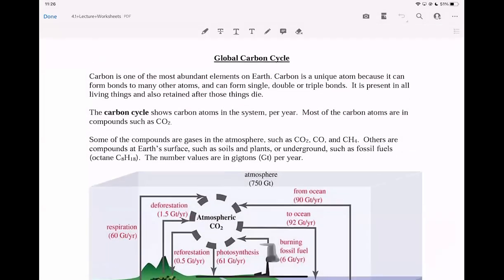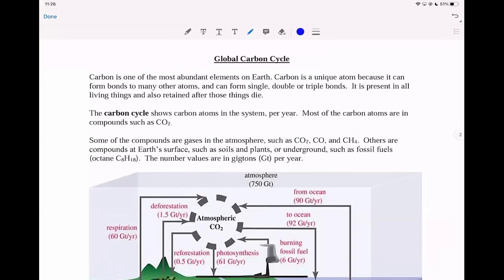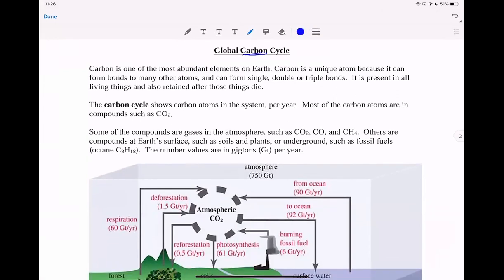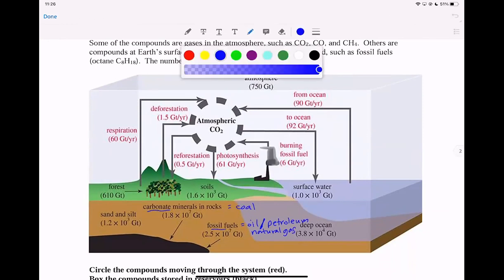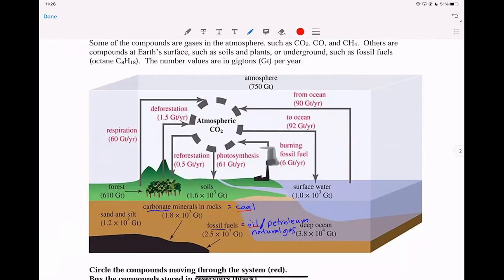So there's carbon in all different compounds on Earth. Some of it is buried underground, like carbonate minerals in rocks. That's really coal. And fossil fuels, that's oil and natural gas. Oil is also called petroleum. And natural gas is a fossil fuel that is buried deep underground. So these 3 fuels, coal, oil, natural gas, they're all deep underground.